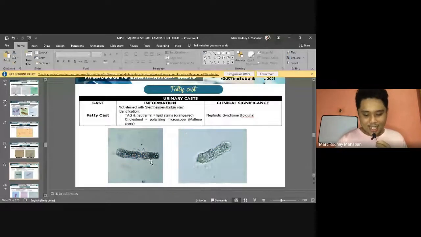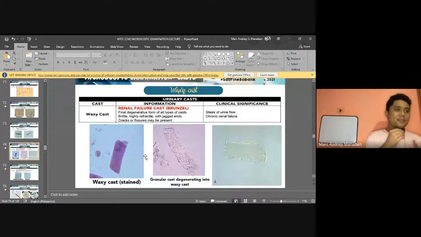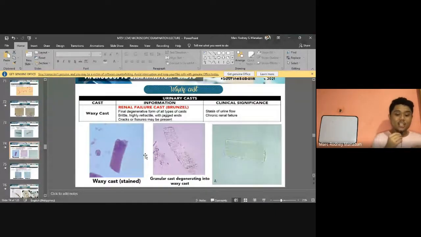Alright, okay. Next, we go now to your waxy cast. Now, for waxy cast, remember, this is the last stage in the order of degeneration. The waxy cast, as you can see, is homogeneous in appearance. But as you can see, it is a bit darker, more obvious compared to your hyaline cast.